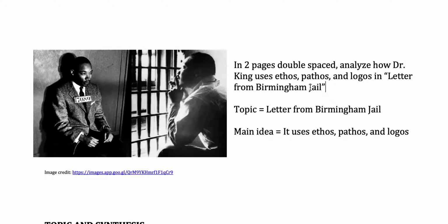You've probably gotten a writing assignment like this at some point. In 2 pages, double space, analyze how Dr. King uses ethos, pathos, and logos in Letter from Birmingham Jail. Well, there's your topic, Letter from Birmingham Jail. And the main idea, it uses ethos, pathos, and logos.